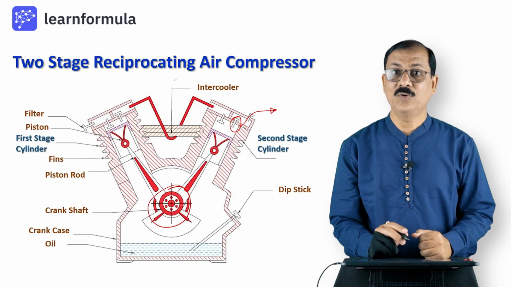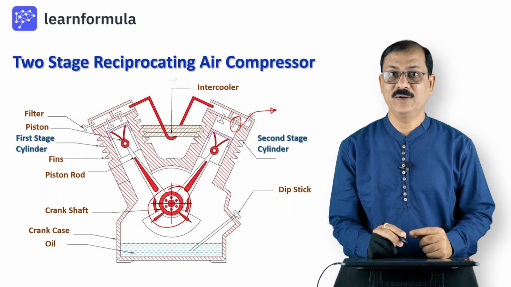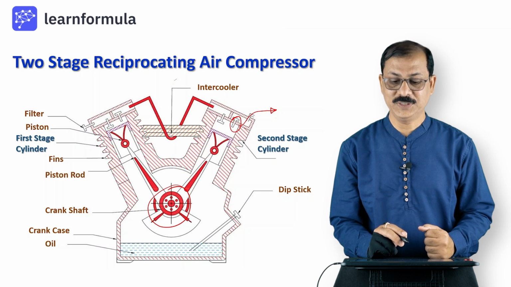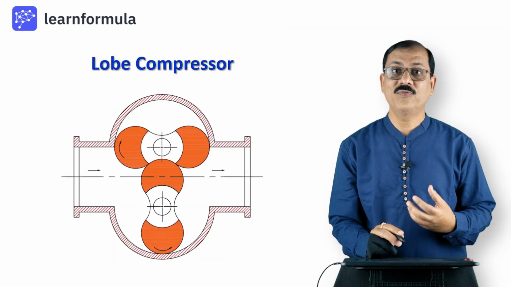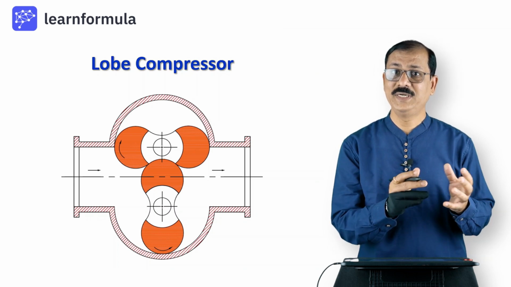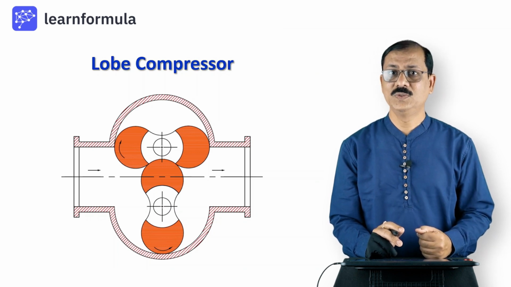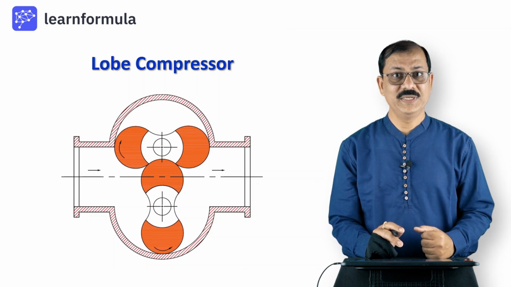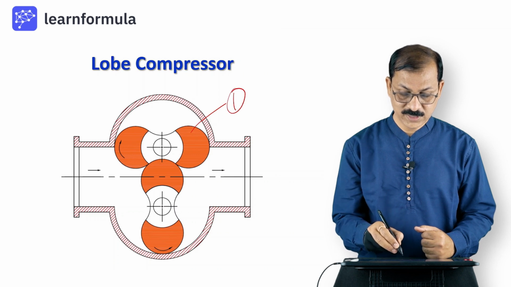Remember that the compressor in many industries is a reciprocating air compressor, and many times it is a two-stage reciprocating air compressor. There can be certain situations where the volume of air is more important than the pressure. I said the volume to be displaced is more at a lower pressure. In that case, rather than using a reciprocating air compressor, we use a lobe compressor. In a lobe compressor, there are two lobes. We can see lobe number 1 over here, and lobe number 2.